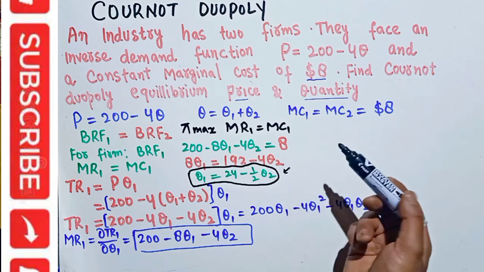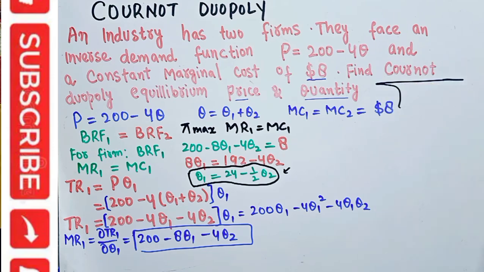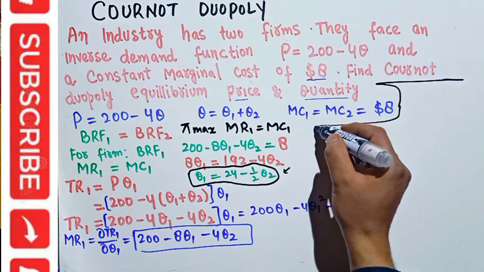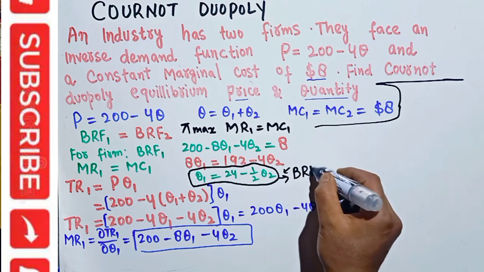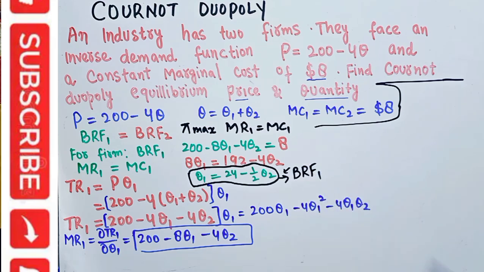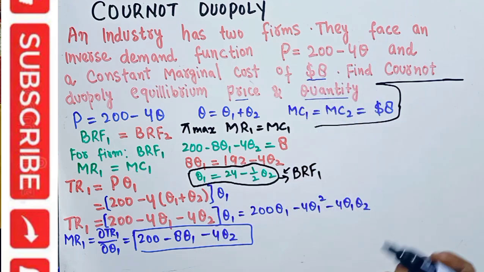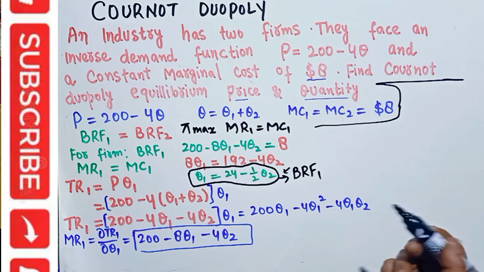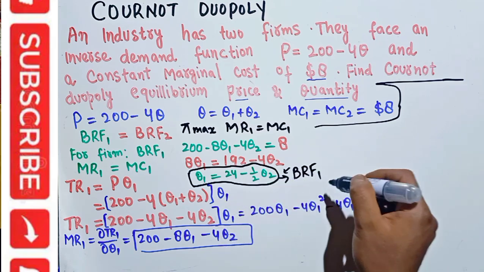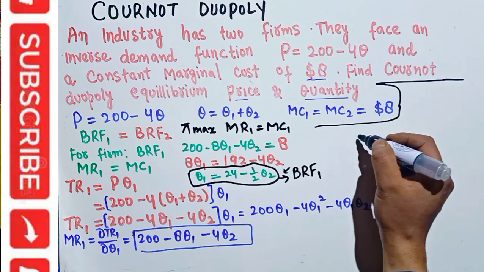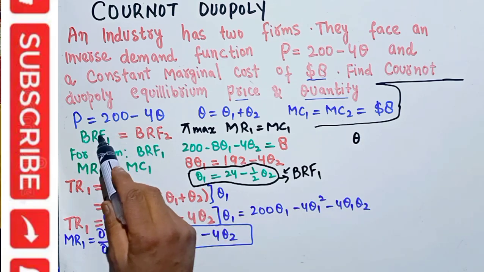Okay, and in case of duopoly, Cournot duopoly, we know that the firms compete in terms of quantity. So this is the BRF of firm 1. Since we have the symmetric cost, that means marginal cost of each firm is same, we can find out the best response function of firm 2. So we've calculated BRF for firm 1.